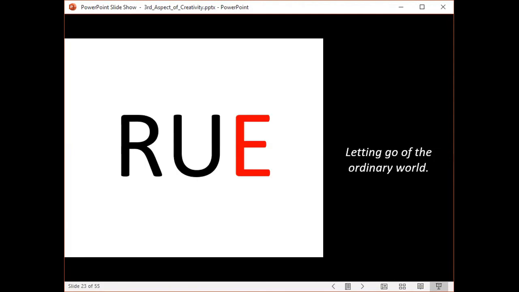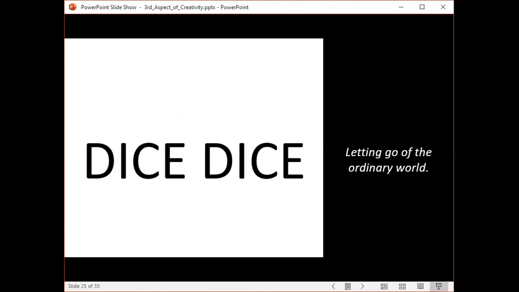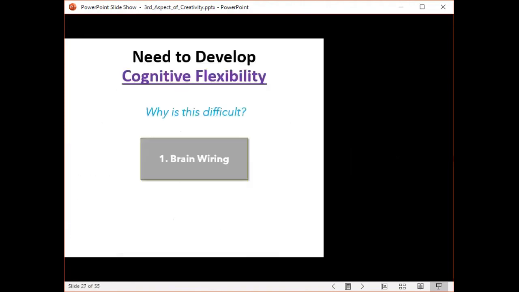Because once you have that picture of the ordinary world, then you can just question and challenge each of those assumptions and see what else you could perceive as a way of attaining your goal, of finishing your project. You can challenge all these things about your ordinary world in order to see this differently, right? So that's one way to deal with cognitive flexibility. Just practice. Practice letting go of the ordinary world.